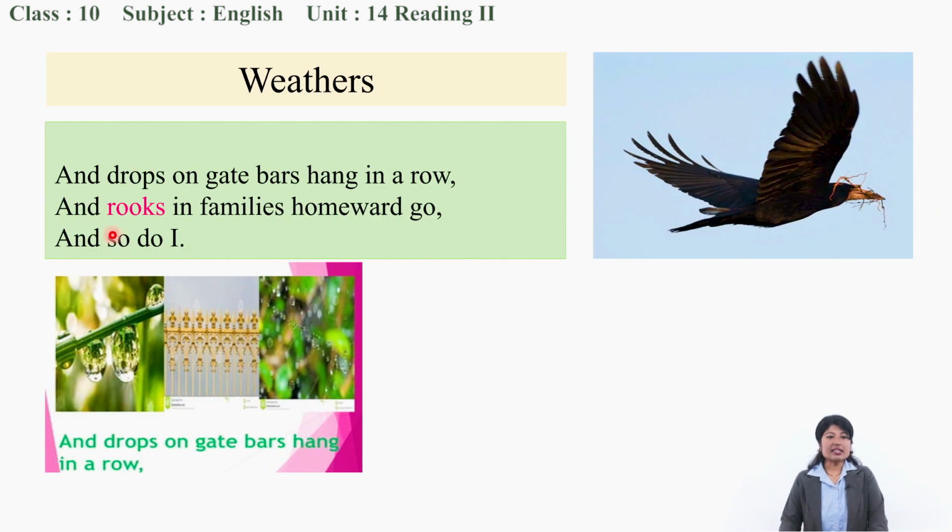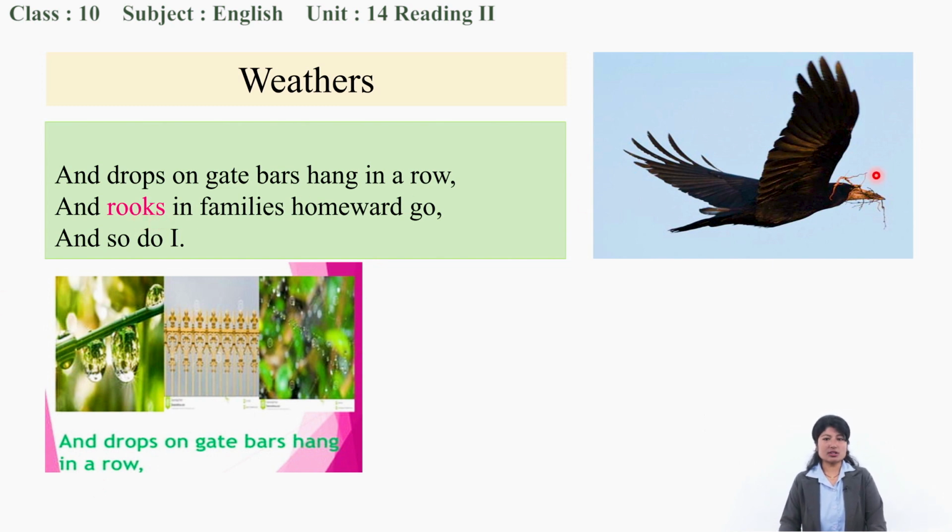And the drops on gate bars hang in a row, and rooks in a family homeward go. So do I. Okay, so drops, you can see in the gate here. Here's the picture. In the bars, what is happening in this season? When you wake up in the morning and go out, you can see drops on those gate bars. Water drops hang like this in the bars, which is very cold to touch, right? We don't like to touch things here and there in winter season.